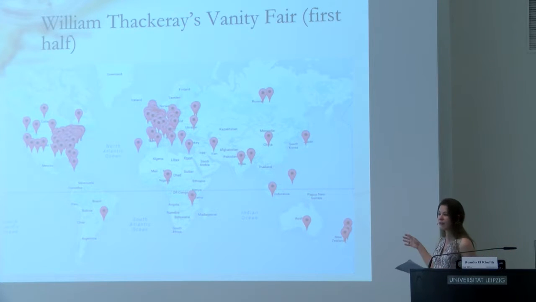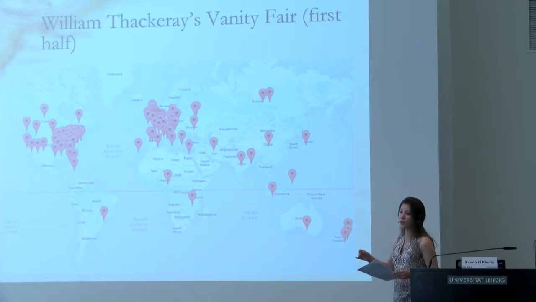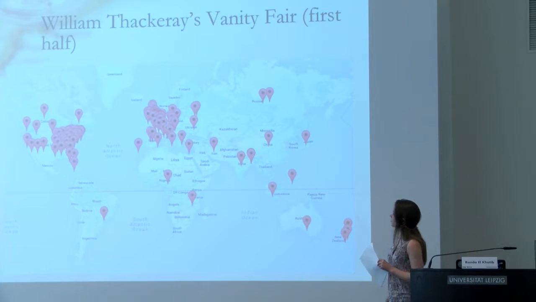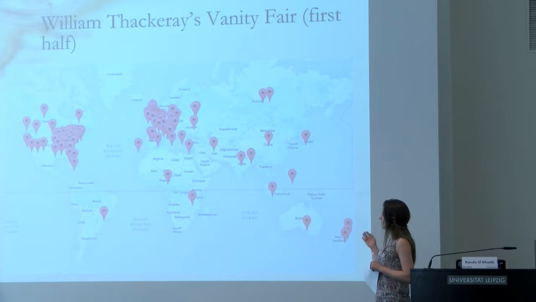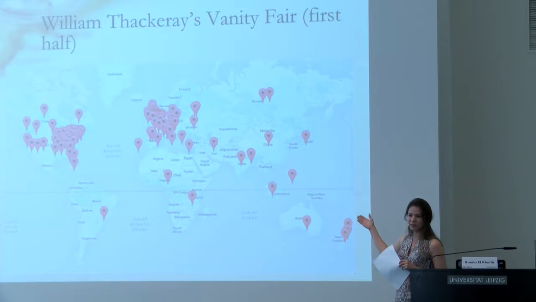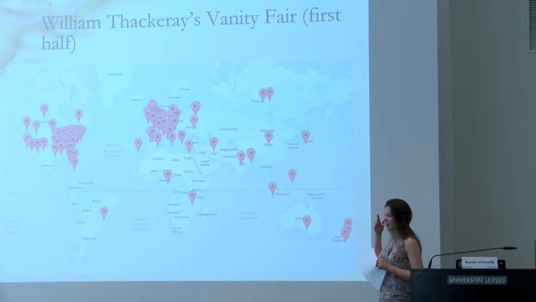This is only the first half of William Thackeray's Vanity Fair, which is a really long piece, and I just took the first half so that we can still kind of understand what's going on. What was really interesting to me when we first ran Topo Text is how many place name references are in a text. We usually are not completely aware of it.